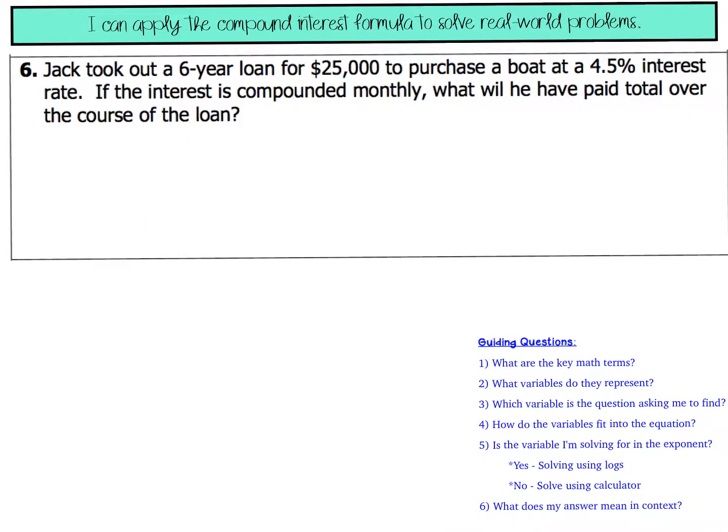All right, so let's go ahead and look at another problem. All right, so with this one, Jack took out a 6-year loan for $25,000 to purchase a boat at 4.5% interest rate. If the interest is compounded monthly, what will he have paid for total over the course of the loan?